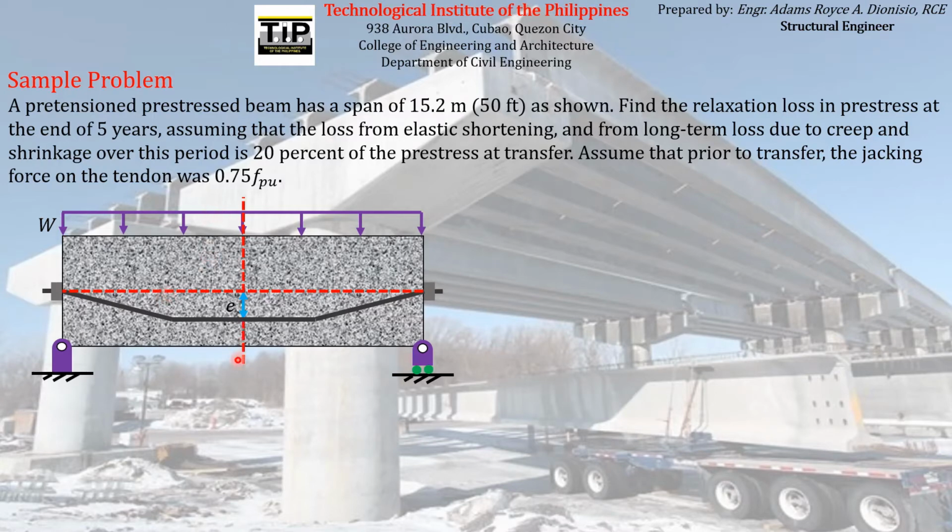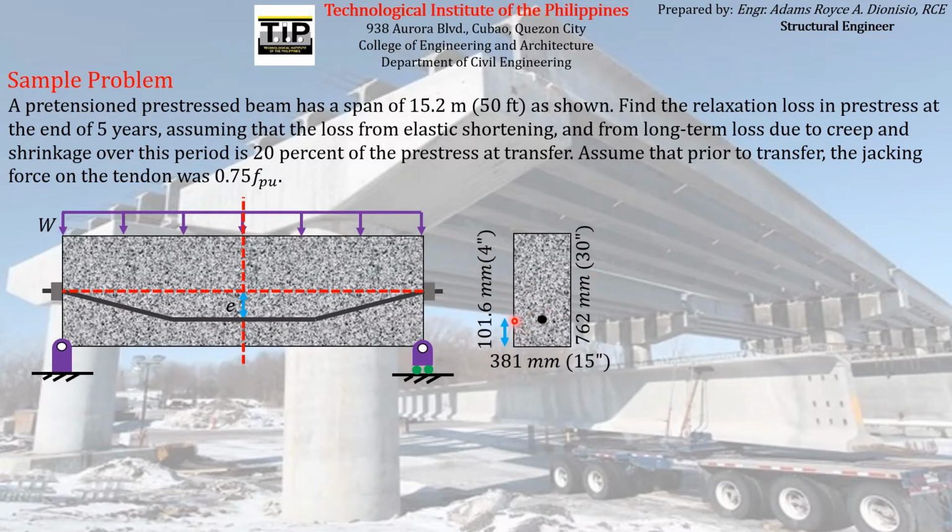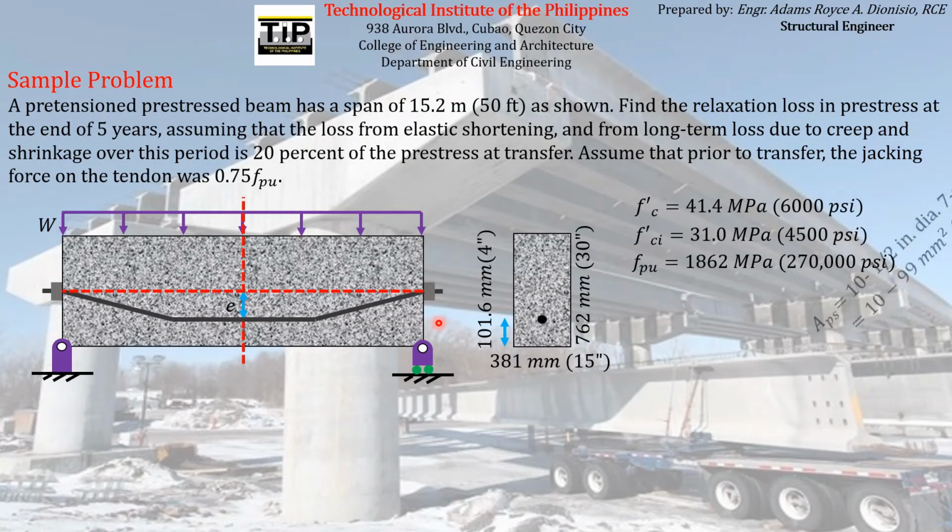At midspan, the cross-section of the beam is like this with dimensions specified in the problem, and the distance of the pre-stressing reinforcement to the bottom is equal to this. And then other parameters are given: f'c, f'ci, fpu, Aps, which is a 1/2 inch diameter 7-wire strand, which has an area equal to 99 mm squared or 0.153 inches squared, and we have 10 of those.